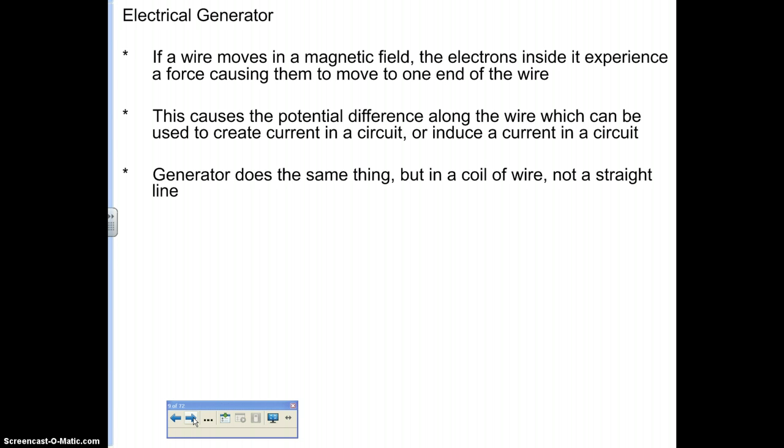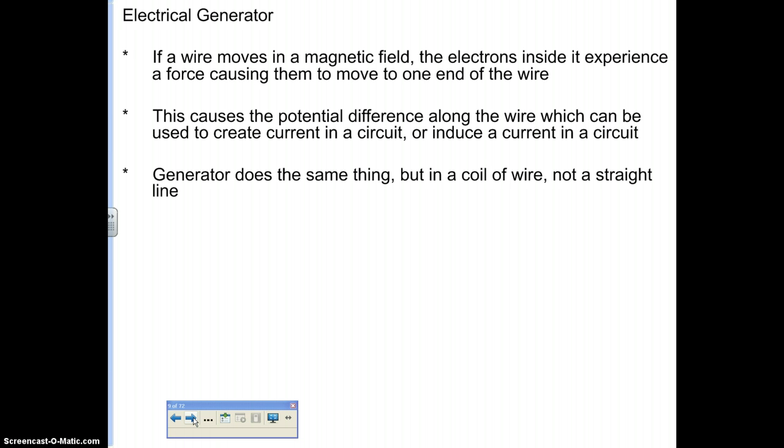Electrical generator. If a wire moves in a magnetic field, the electrons inside it experience a force, right? Causing them to move to one end of the wire. Think all the way back to topic 5 when we were talking about gravitational forces in fields, electrical forces in fields, and mechanical forces in fields. This is where that is going to come into play. This causes the potential difference, V, voltage, along the wire, which can be used to create current, okay, also resistance, looking at Ohm's law, in the system.